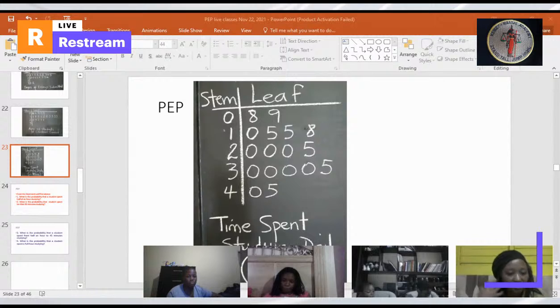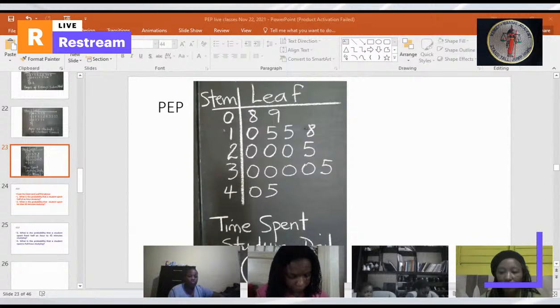So what's the median? The median is the middle number, but you have to first put the numbers in order from smallest to biggest.